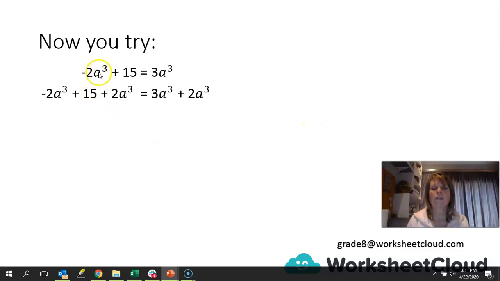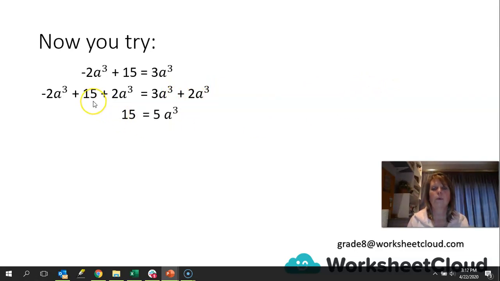Okay, we've got minus 2a cubed plus 15 is equal to 3a cubed. We want to get our 2a cubed onto this side so that all the like terms are together. So what we would do is minus 2a cubed plus 15 plus 2a cubed is equal to 3a cubed plus 2a cubed. Can you see how I've taken that 2a cubed and I've put it across this side? So what I did to this side, I did to this side. I kept the scale balanced.